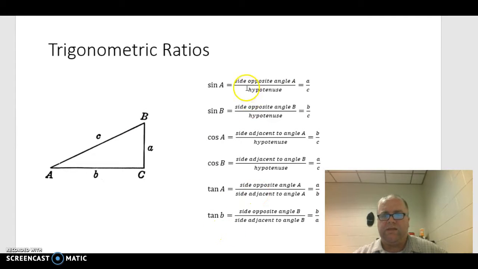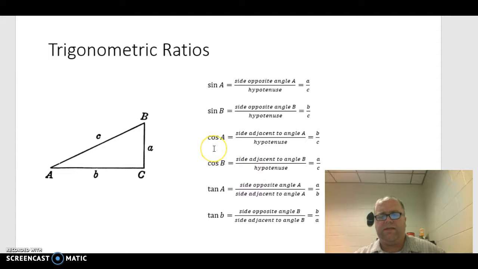And you see this is the sine of A. So the sine means the opposite over the hypotenuse. So if this is our angle A, the opposite would be the lowercase a. The hypotenuse is always going to be our longest side, which is the lowercase c. The sine of B will be opposite, lowercase b, over hypotenuse, which is lowercase c.